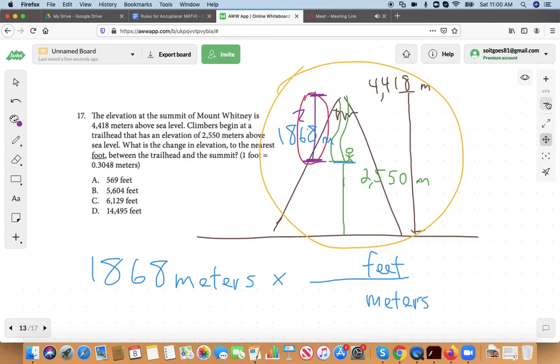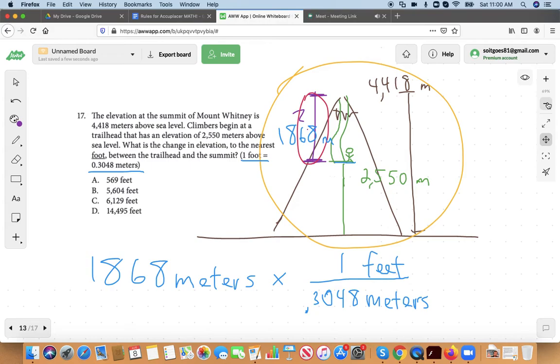So this would be this little equation right here. Yeah, the little equation they give us. Right, that little equation. So 1 foot is 0.3048 meters. Does that make sense? Yes. Okay.